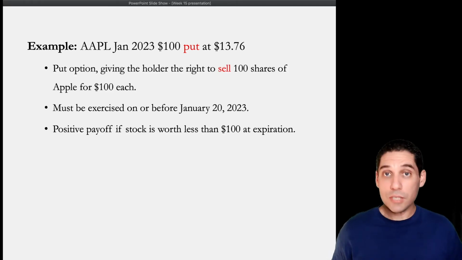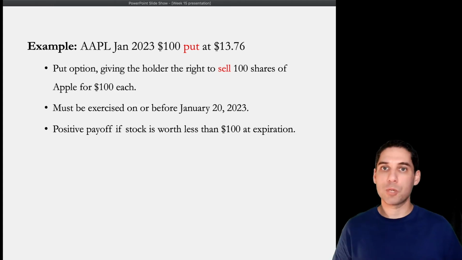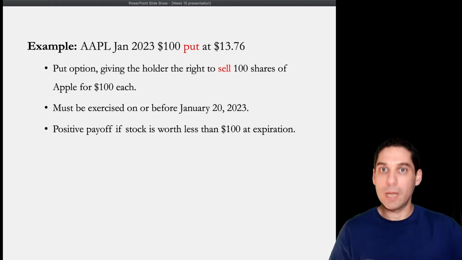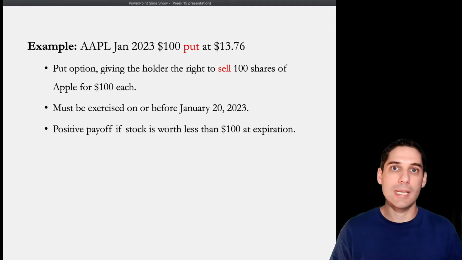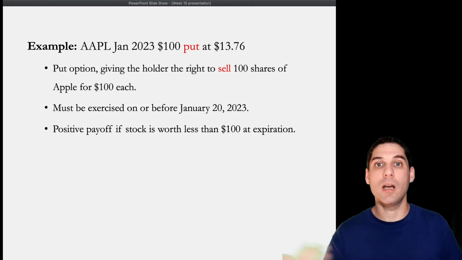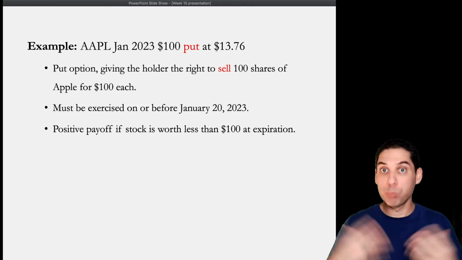So now the calculation here changes completely from the call option, where we wanted Apple to become worth more and then exercise it to make money. Call options are valuable when you think the price of the underlying will increase beyond the strike price. So it's a bullish bet, right?